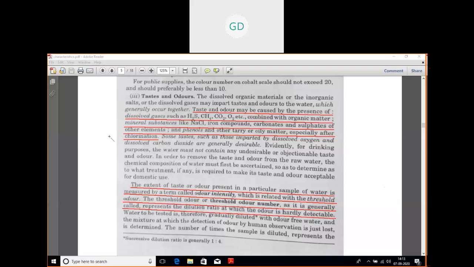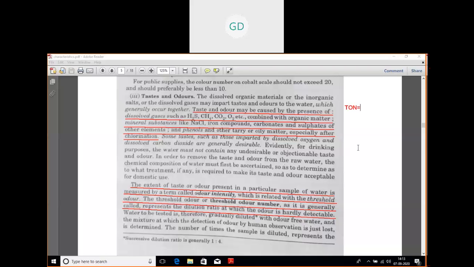I will write it down here roughly. You can write it down in your copy. I am naming the threshold odor number as TON. The short form is TON.